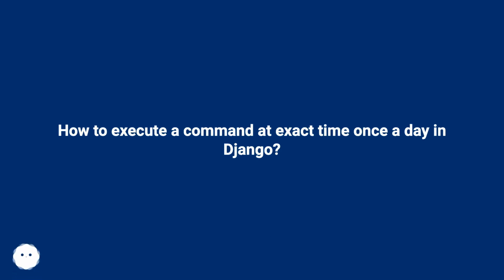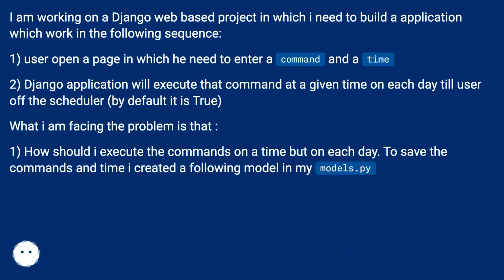How to execute a command at exact time once a day in Django. I am working on a Django web-based project in which I need to build an application which works in the following sequence. 1. User opens a page in which he needs to enter a command and a time. 2. Django application will execute that command at a given time on each day till user turns off the scheduler, by default it is true. What I am facing the problem is that.